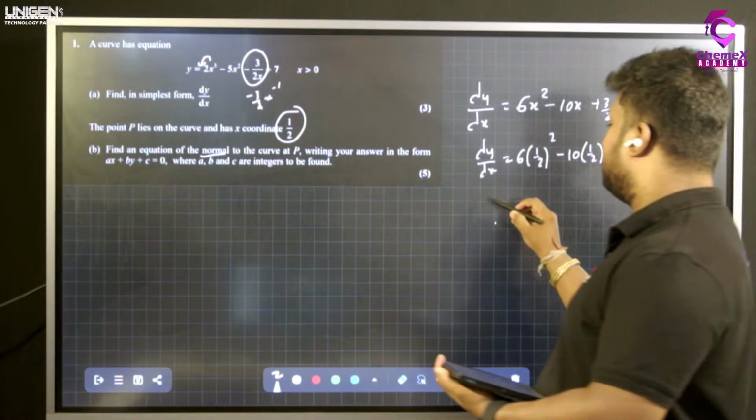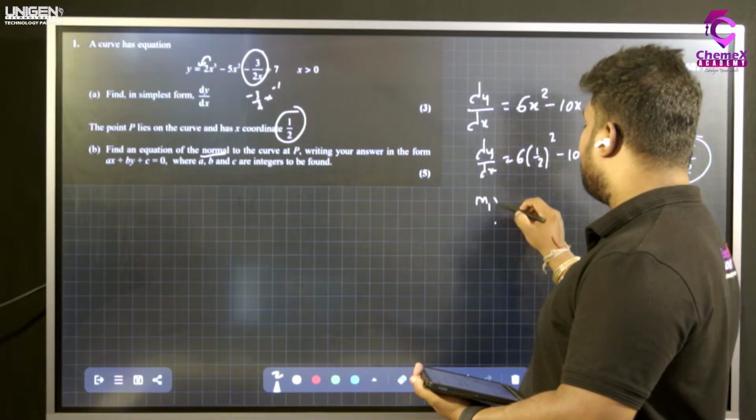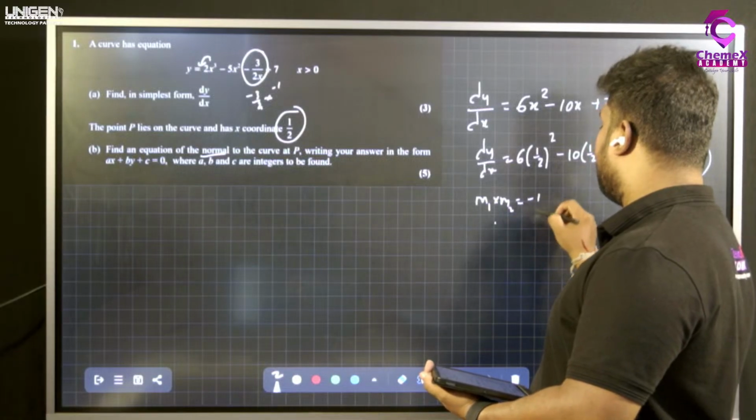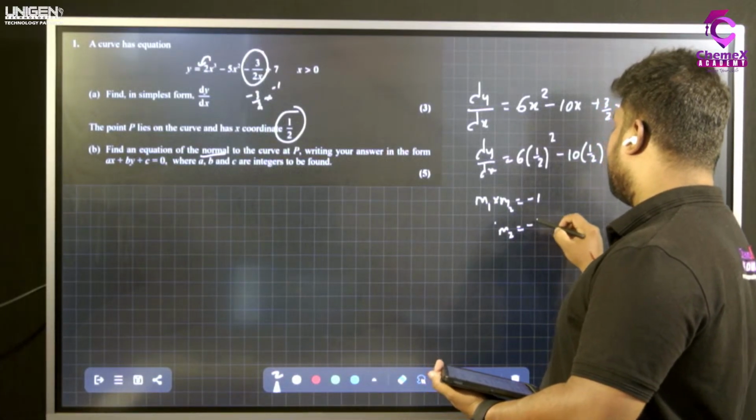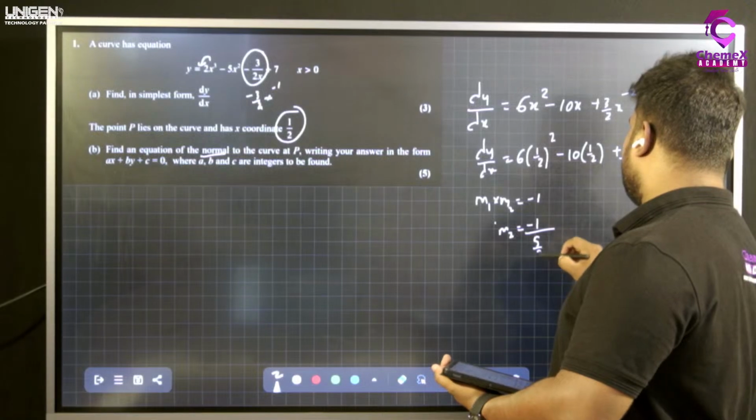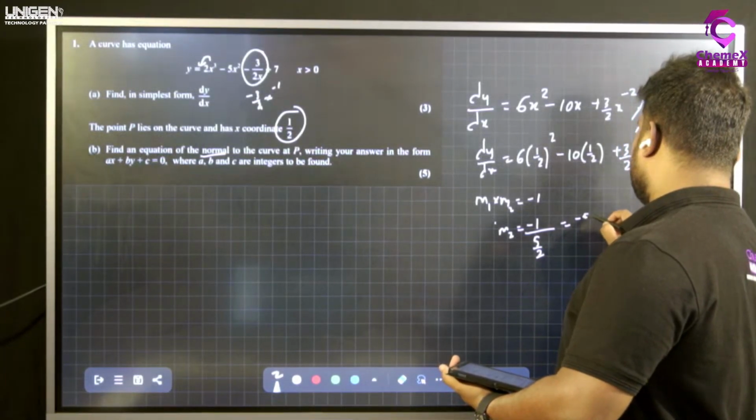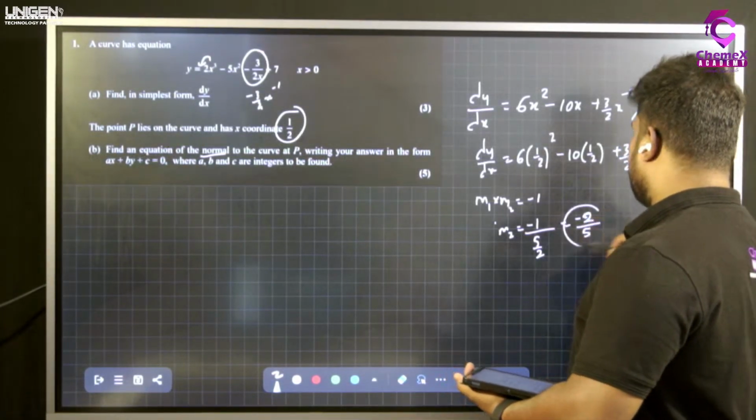Equation of tangent. So normally it's going to be m1 into m2 equals minus 1. So the normal gradient is going to be what then? Minus 1 divided by 5 over 2. It's minus 2 over 5. So that's the gradient of the normal.